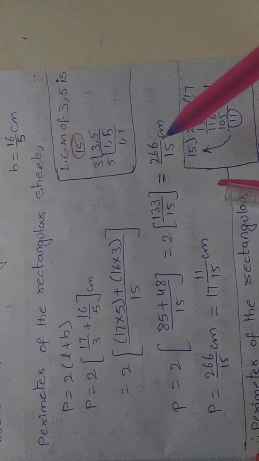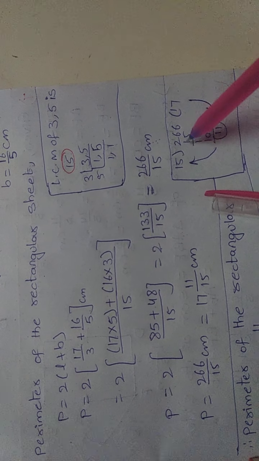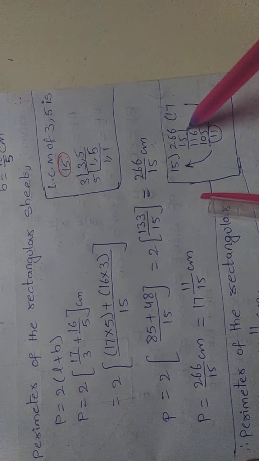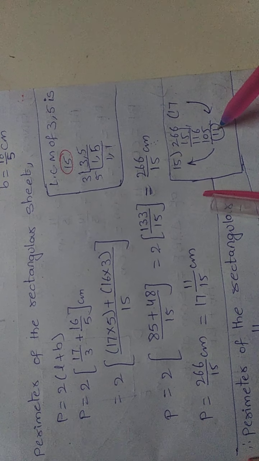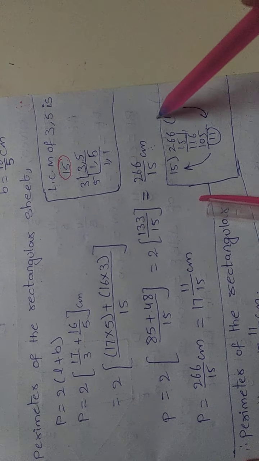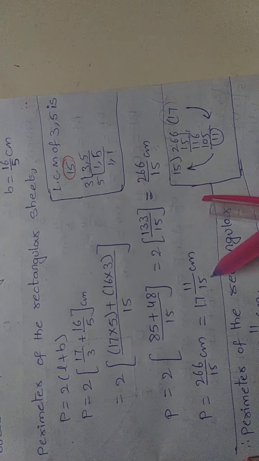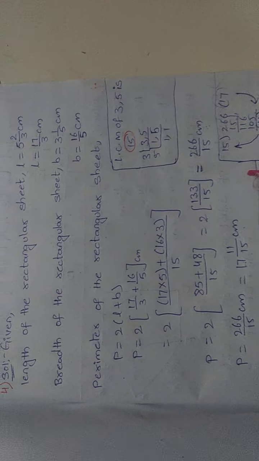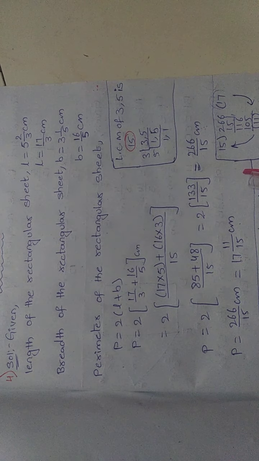How to convert into a mixed fraction? So do division like this. 15 1s are 15, and here 26 minus 15 is 11, and take this 6 down. And 15 7s are 105. Remainder is 11. Okay, so like this you should write as a mixed fraction. Quotient is written as the whole part. So 17 11/15. It is a mixed fraction. Okay now, understood this problem? If you want, take screenshots and write in your notes.